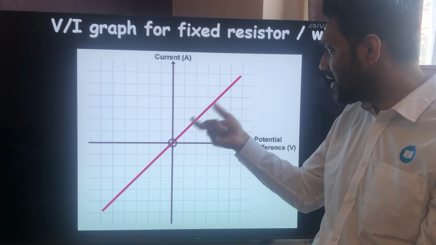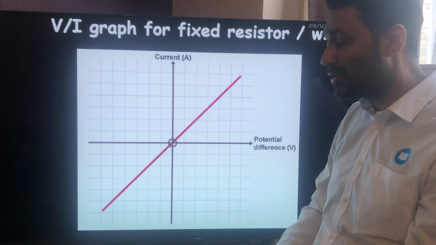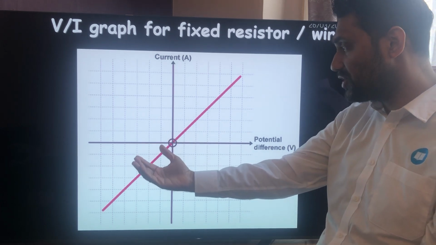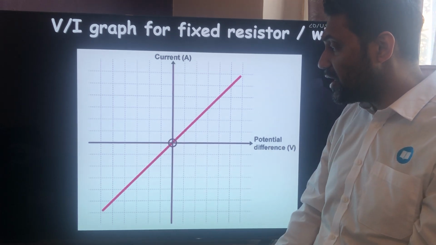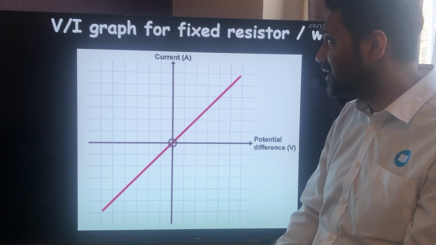So it's almost like a mirror image of what's going that way. If I've got the battery this way around, it goes that way. If I've got the battery the other way around, it'll go the other way. But again, it's directly proportional. If I increase the voltage or the potential difference, the current increases by the same amount each time. And that's what directly proportional means.